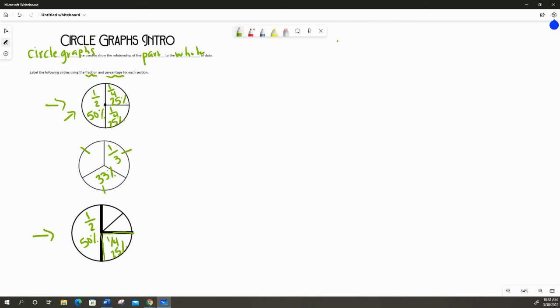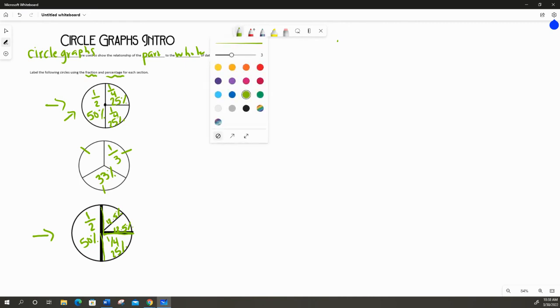Now, this part gets a little bit tricky because it looks like we have 25% here, but that 25% is being split directly in half. So if we were to take 25% and divide it by 2, we would end up with 12.5%. So that's going to be 12.5%, and this is going to be 12.5% as well. Now we just need to think about the fraction part.